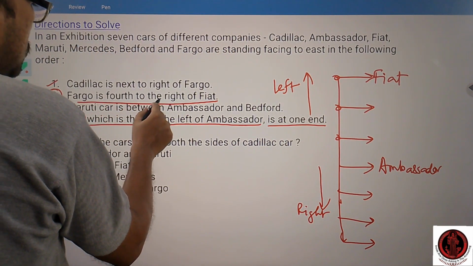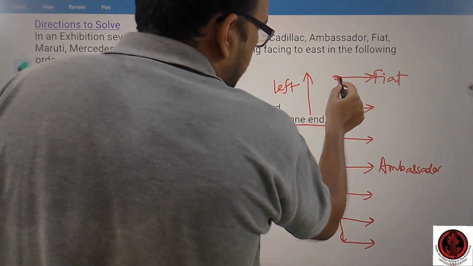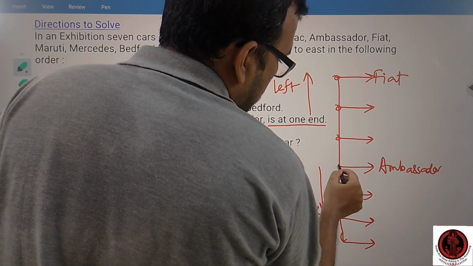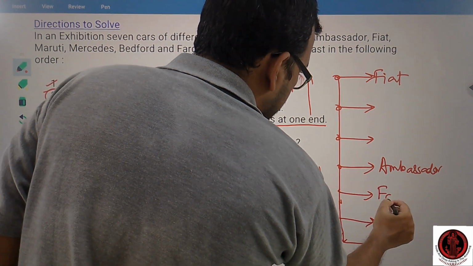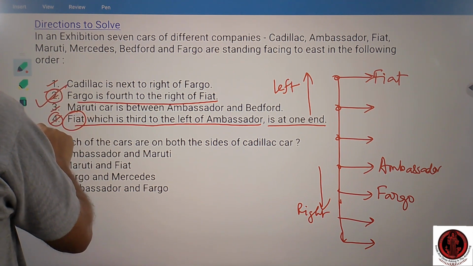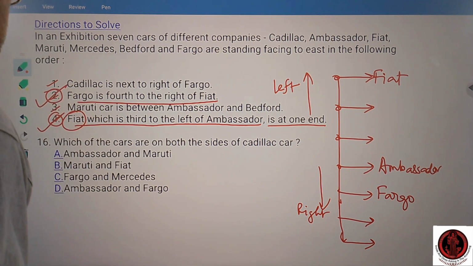Now Fargo is 4th to the right of Fiat. So this is Fiat, so 4th to the right: 1, 2, 3, 4th. So this is Fargo. So 2 statements done.